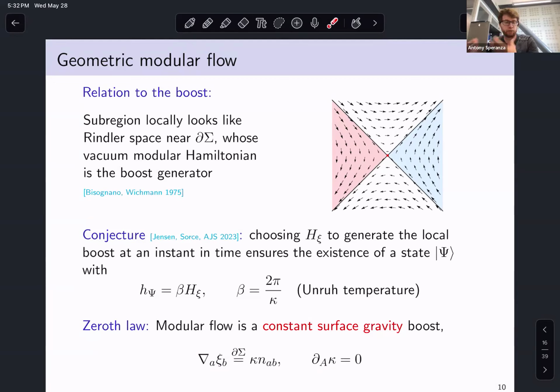Okay, so for general subregions, we think this conjecture is probably true. There might be some additional restrictions on it. For the subregions I'm going to be considering in this work, which is the de Sitter static patch, you can actually prove that there is a state where the boost generator is the modular flow. And so going forward, we'll take this as a working assumption and understand the consequences of it.